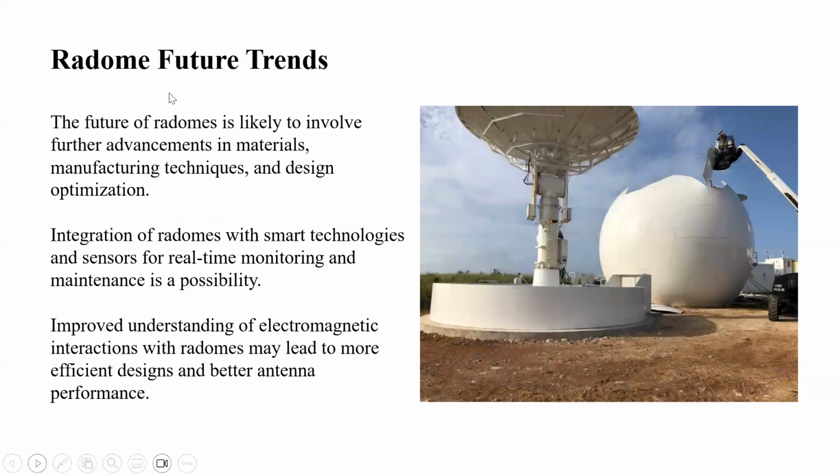The future trends of radomes. The future of radomes is likely to involve further advancements in materials, manufacturing techniques, and design optimization. Integration of radomes with smart technologies and sensors for real-time monitoring and maintenance is a possibility. Improved understanding of electromagnetic interactions with radomes may lead to more efficient designs and better antenna performance. So this is about radome future trends.